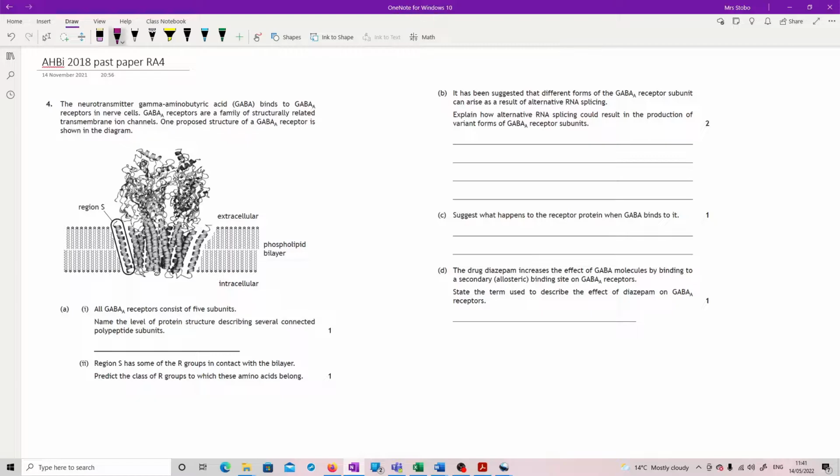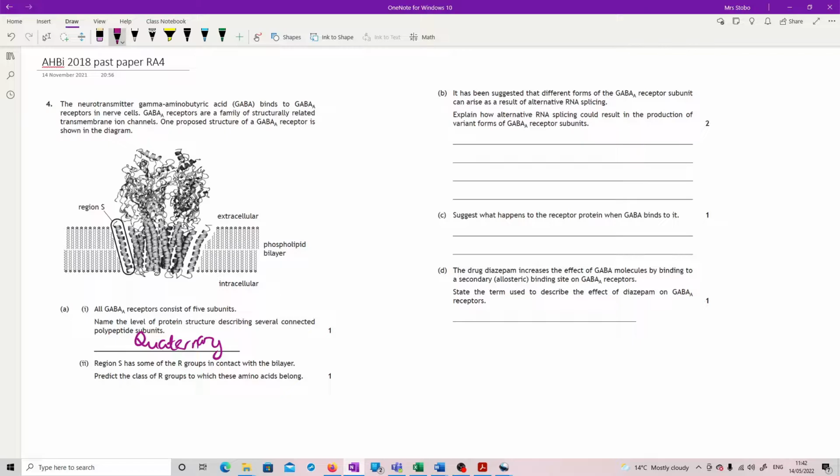Name the level of protein structure describing several connected polypeptide subunits. That is quaternary. Okay, primary is just your chain. Secondary is where you get your structures formed by stabilizing the chain into alpha helices, beta pleated sheets, and turns. Tertiary is your final fold, when you end up with your complete folded structure of whatever that polypeptide was, and you might be done at that point, but what's more likely is you connect up other subunits onto it, so each of those polypeptide chains, when they connect in, you've now got a quaternary structure.